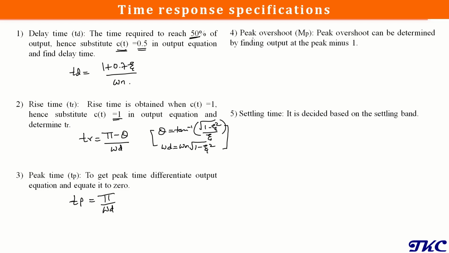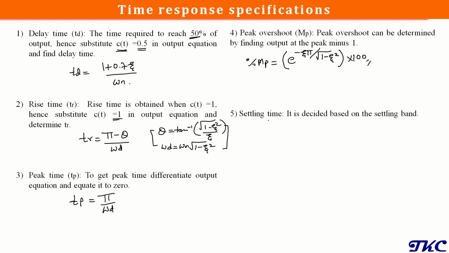Now the next parameter is peak overshoot. So peak overshoot we can determine by determining the response at peak time, and from that we subtract the desired output, and that is going to give us the peak overshoot. Generally we consider the desired output to be 1, so that we can use it in our output equation to get the peak overshoot. So peak overshoot is given by percentage of Mp is equal to e raised to minus zeta pi divided by under root of 1 minus zeta square, and this value we need to multiply by 100 to get it in percentage.